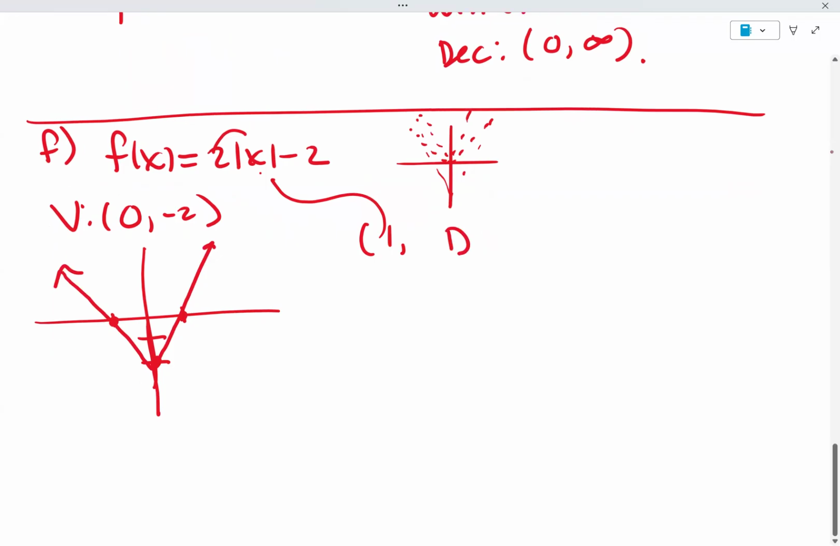The domain, once again, is all reals. It's not a polynomial, but I won't get any 0 in the denominator, nor a square root of a negative, obviously. The range, what's the low y value, is negative 2 to infinity.